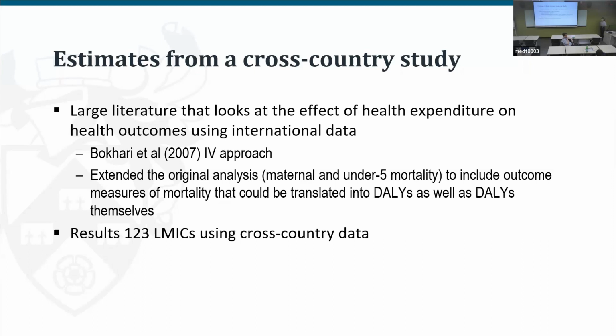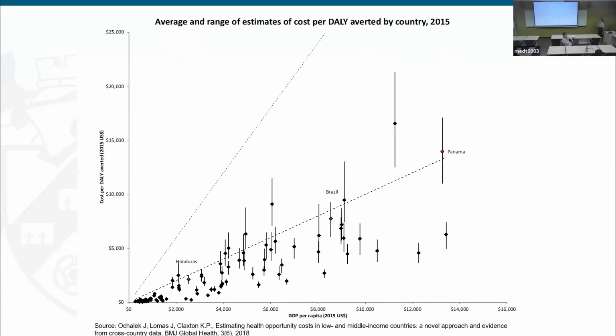So we extended the data set to include adult male mortality and adult female mortality because that covers a broader swathe of the population. And it made it easier to be able to translate that into an effect on the whole population, and then also to look at incorporating the morbidity components required. So we had results for 123 low and middle income countries using cross-country data.